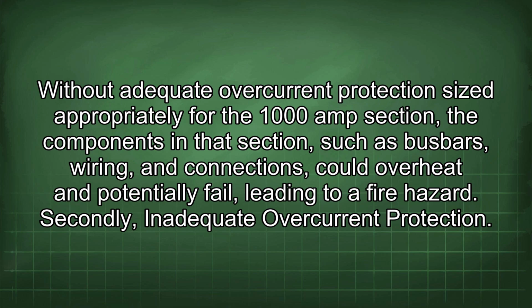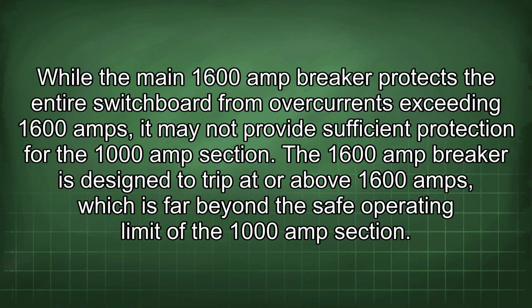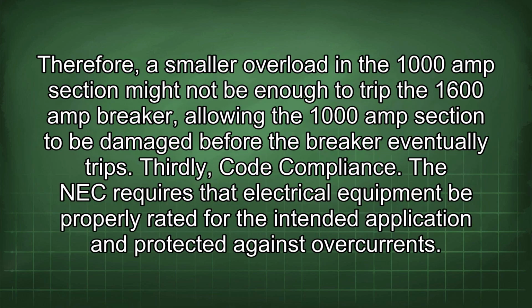Secondly, inadequate overcurrent protection. While the main 1600 amp breaker protects the entire switchboard from overcurrents exceeding 1600 amps, it may not provide sufficient protection for the 1000 amp section. The 1600 amp breaker is designed to trip at or above 1600 amps, which is far beyond the safe operating limit of the 1000 amp section. Therefore, a smaller overload in the 1000 amp section might not be enough to trip the 1600 amp breaker, allowing the 1000 amp section to be damaged before the breaker eventually trips.